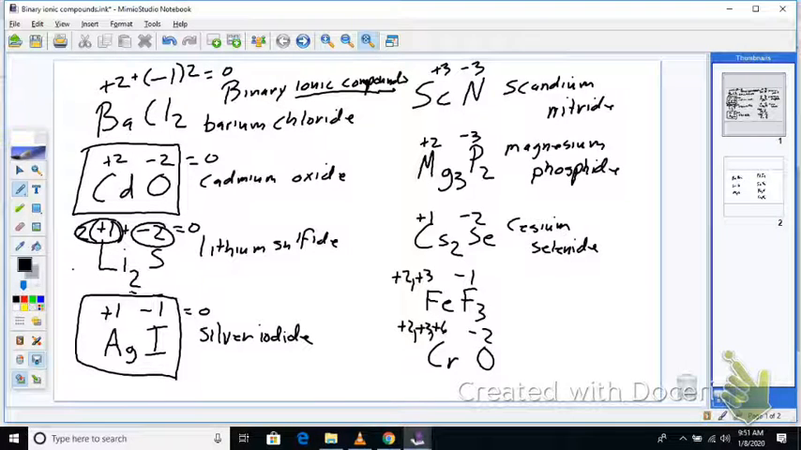These are different. We've got to name them differently. Do they still end in -ide? Yes. If you notice over here, we have a 2 and a 1. So now these Roman numerals come into play.